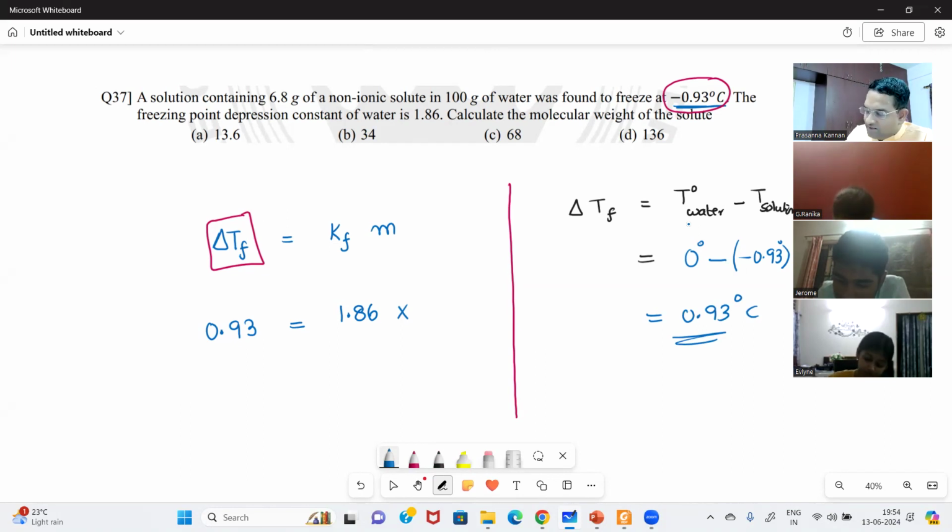Molality is nothing but the number of moles, given weight 6.8 divided by molecular mass. We don't know what it is. And divided by 100 gram of water. So 100 gram, what should I do? Multiply it with 1000, right?